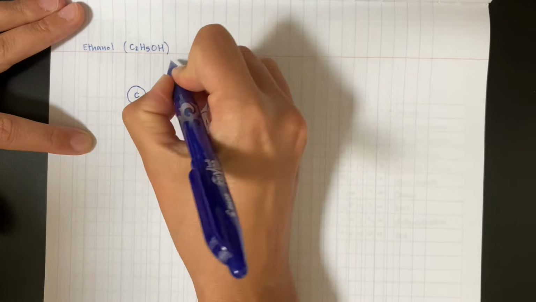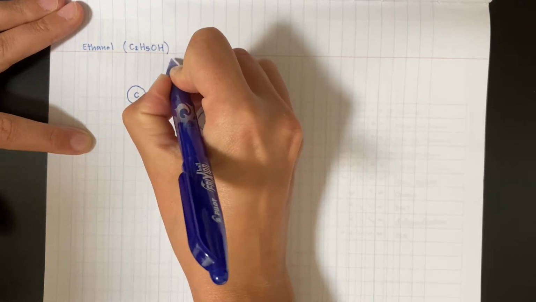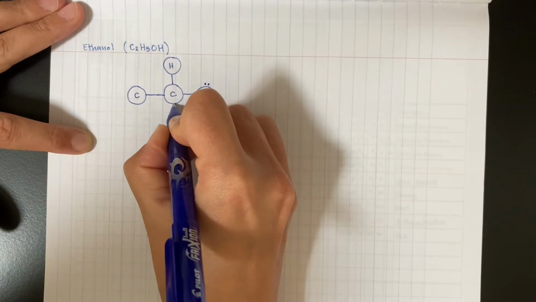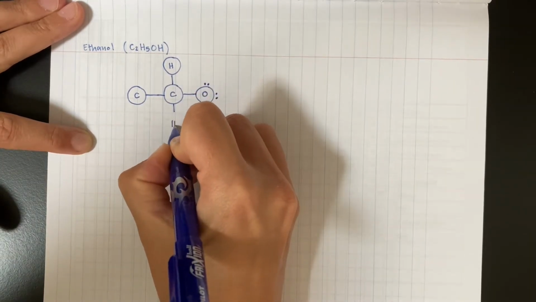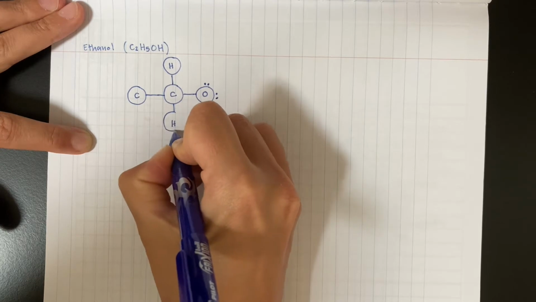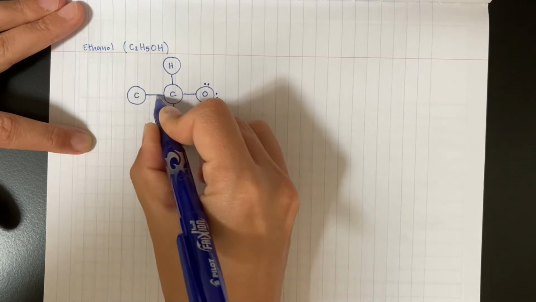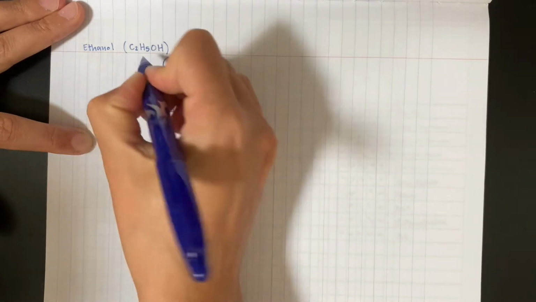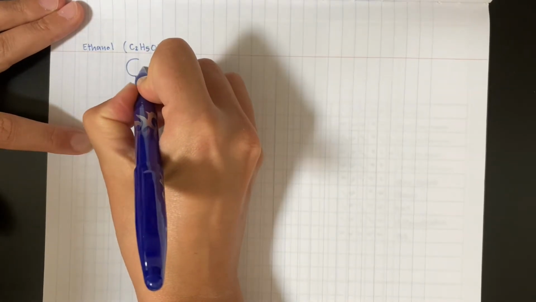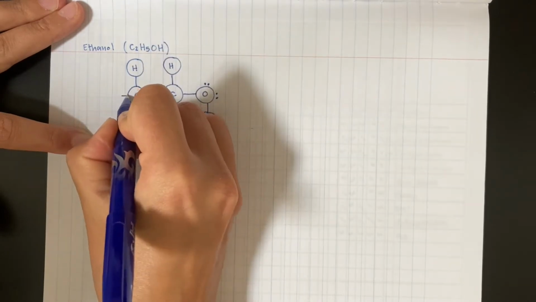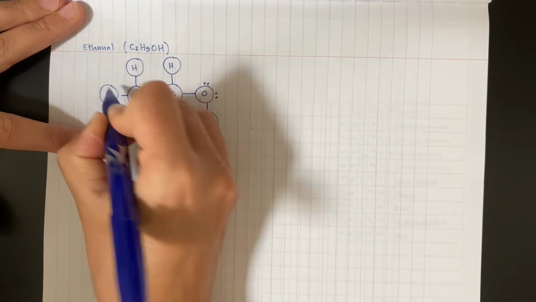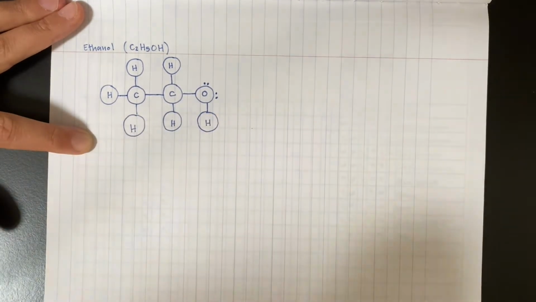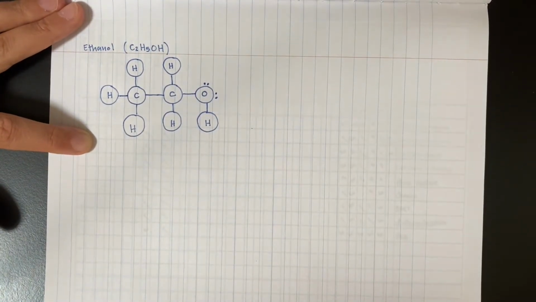So carbon makes 4 bonds and hydrogen makes 1 bond. So each of these carbons is going to need to have 4 bonds. So this carbon has 1, 2, 3, 4 bonds. And this carbon is also going to need to have 4 bonds. And then that is the structure of my ethanol.